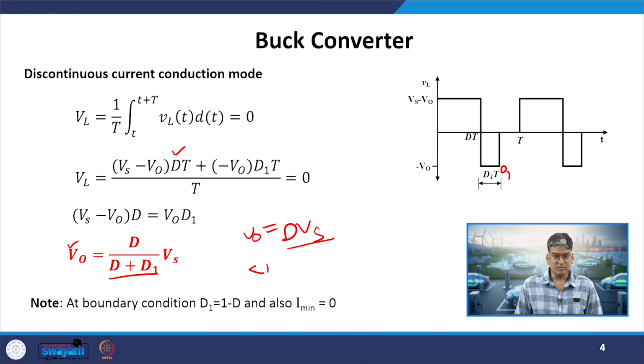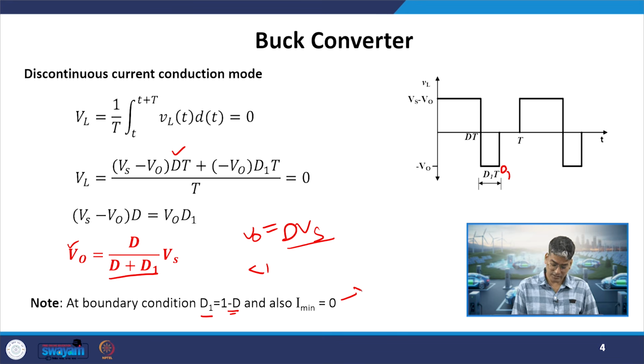Then what is the boundary of CCM and DCM, or continuous conduction mode and discontinuous conduction mode? It is given by D1. When my D1 becomes equal to the turn off time period, so I minimum will exactly touch 0 at the end of the cycle, then we say that it is at the boundary of continuous conduction mode and discontinuous conduction mode.